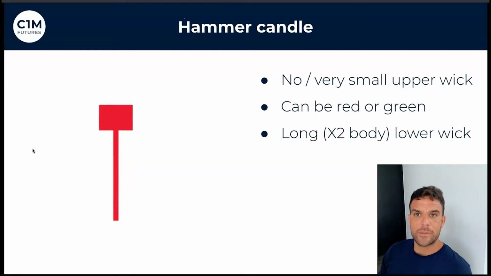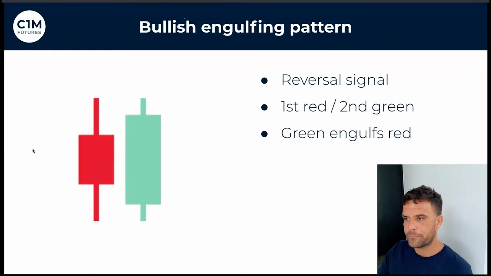Now we go to a hammer candle. For a hammer candle to be a hammer candle, there should be no upper wick or upper shadow, or if there is, just a very, very small one. It can be red or green. A hammer candle is a hammer candle. And the lower wick, the lower shadow, should be at least twice the size of the body. You can get an inverted hammer, which is just this upside down, which implies exactly the same.